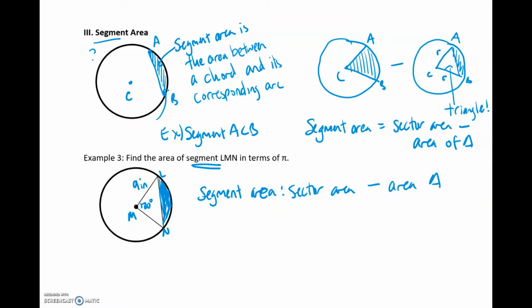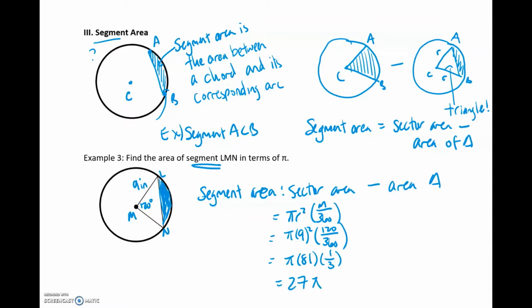So my sector, remember, is that formula we just talked about. This is pi times radius squared times m over 360, whatever piece of the pie that we want. Here we know radius is 9, so that's pi times 9 squared. M, the measure of the arc, is the same as the central angle, 120 over 360. That's pretty straightforward, and we can simplify that. So that's going to give me pi times 81, and this reduces down to 1/3. 1/3 of 81 happens to be 27 pi. Beautiful. So now we have our second piece.